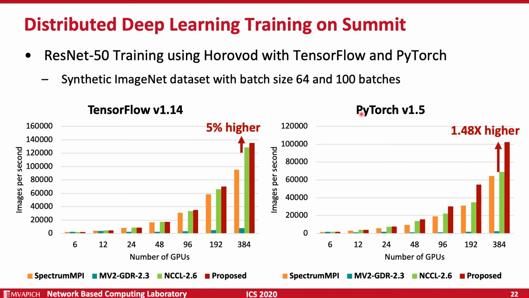But interestingly, if you look at PyTorch, we have seen around 1.5x higher images per second compared to NCCL, and this is with 384 GPUs.